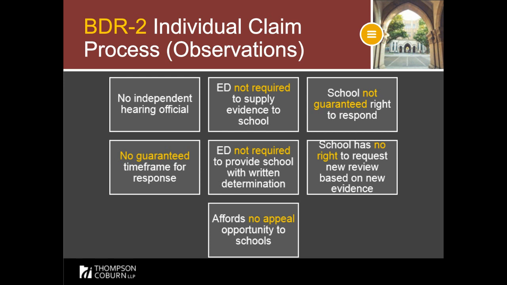The department's not required to provide the school with the written determination. It says that under BDR-2, the department will provide the borrower with the written determination, but nowhere does it actually guarantee that the school gets a copy of the written determination. Presumably, you would have to get a copy at some point in order to go on with the recovery action and to defend yourself, but it's not in the reg. The school has no right to request a new review based on new evidence, just the borrower, and there's no appeal opportunity afforded to schools under the individual claim process.